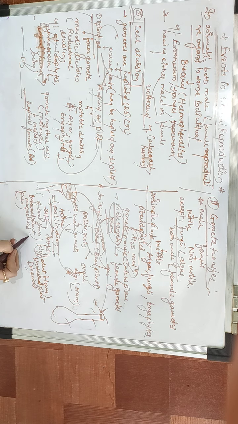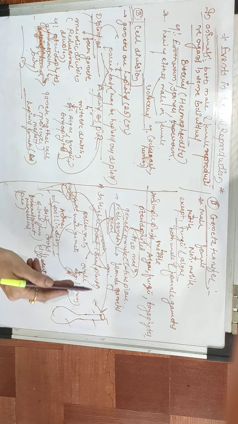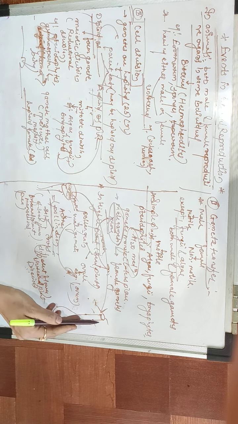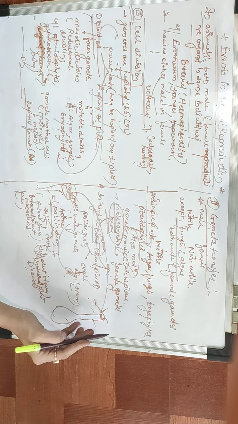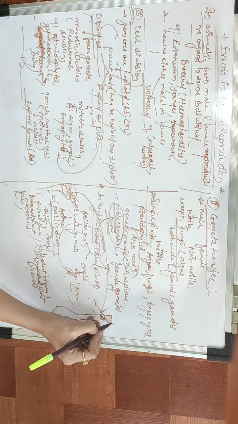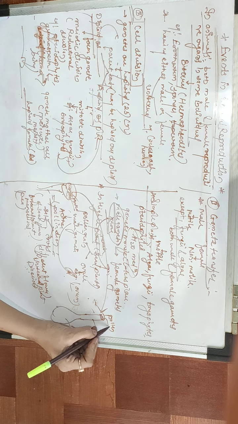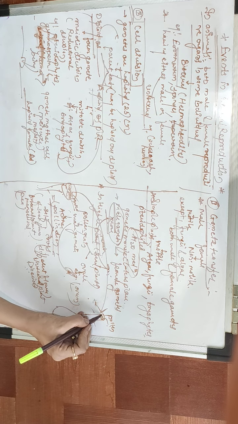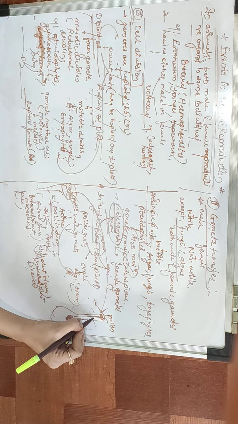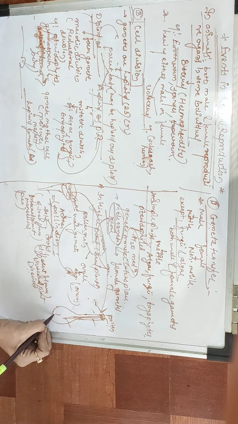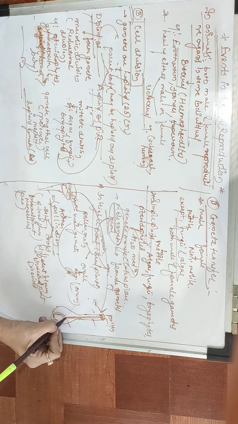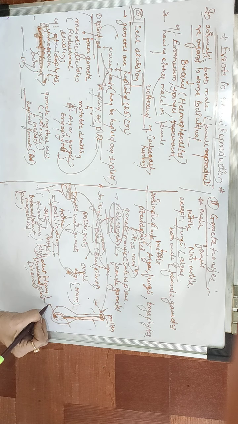Now what will happen after that? This pollen grain is transferred from the anther to the stigma. Here the pollen grain sticks. Now this pollen grain germinates on the stigma to form a pollen tube, and here the ovule is there, and here the egg is there.